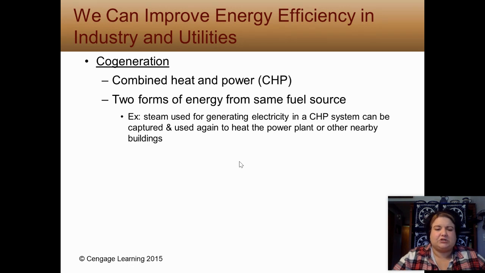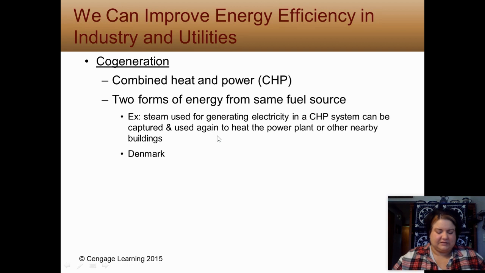So the example I want you to know is in a system, you can use steam for generating electricity. Okay, that's steam that's released to spin the turbine. You can capture that again and use it to heat the power plant or any sort of other nearby building rather than just releasing it into the atmosphere. And so again, it's two forms from the same fuel source. So rather than releasing as waste heat, you can reuse it again.